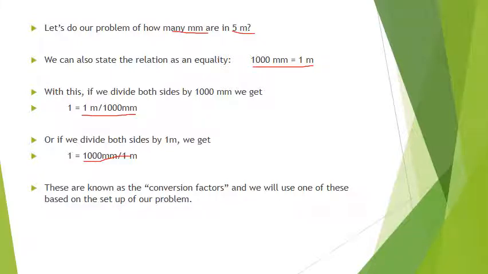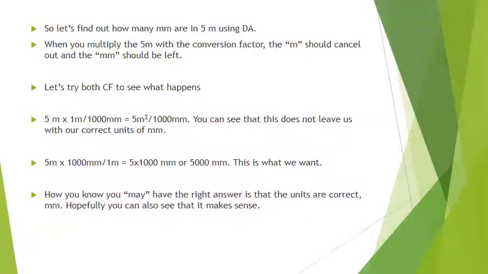We call these conversion factors. So both of these are conversion factors for this relationship right here. Sometimes we'll be using this way and sometimes this way. And we're going to see how that works. So let's find out how many millimeters are in 5 meters using dimensional analysis. All right. So one of the key things about dimensional analysis is that your final units should be what you expect. So you'll be losing the meters of 5 meters, and what'll be left over is millimeters.